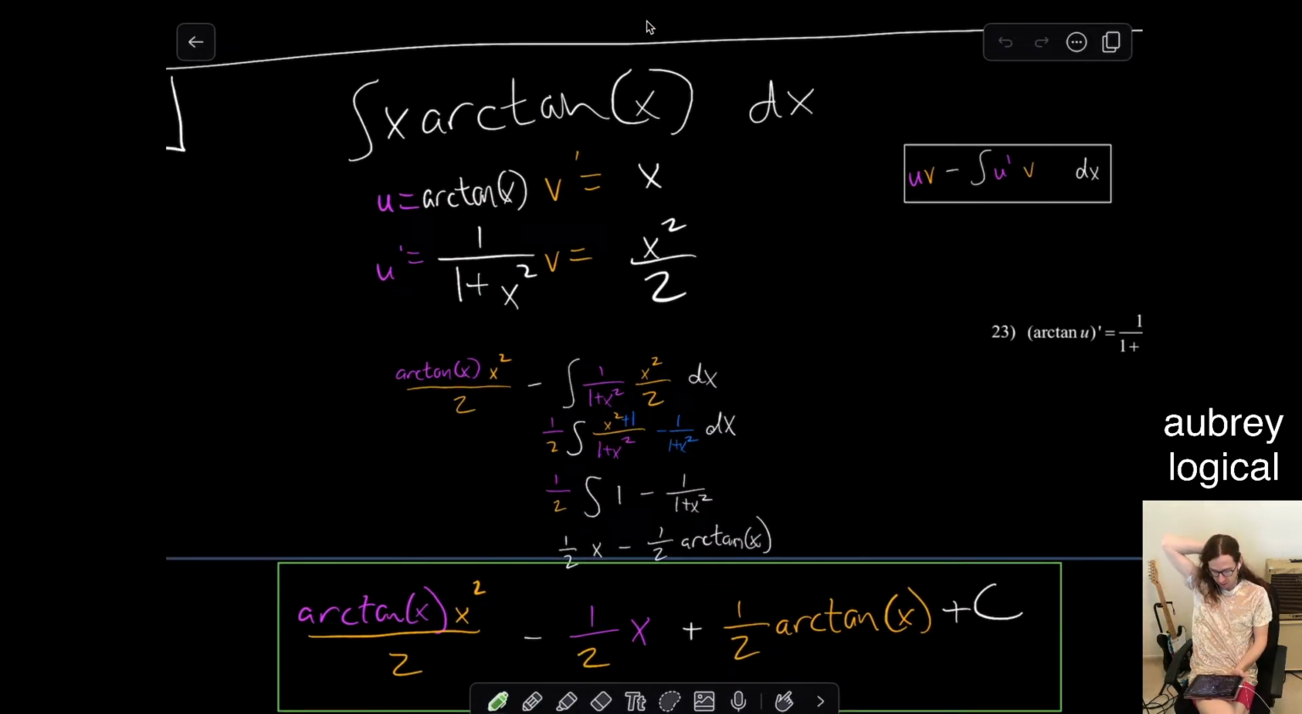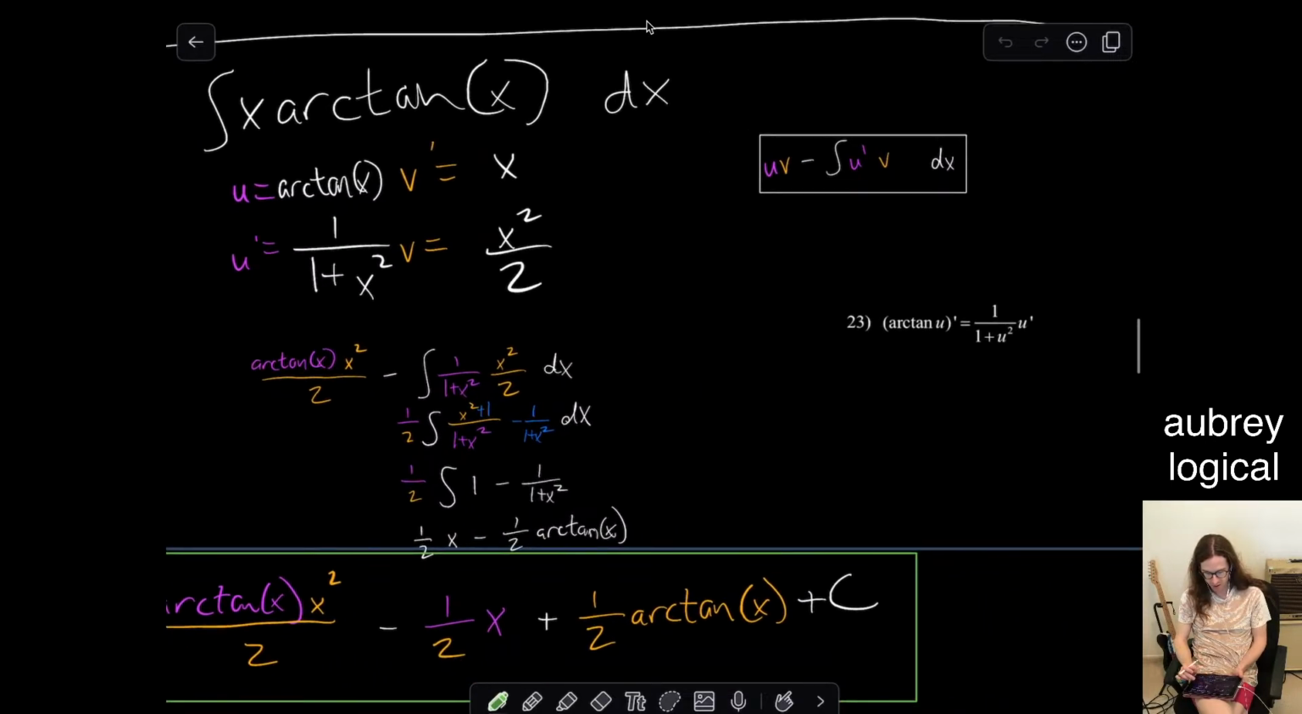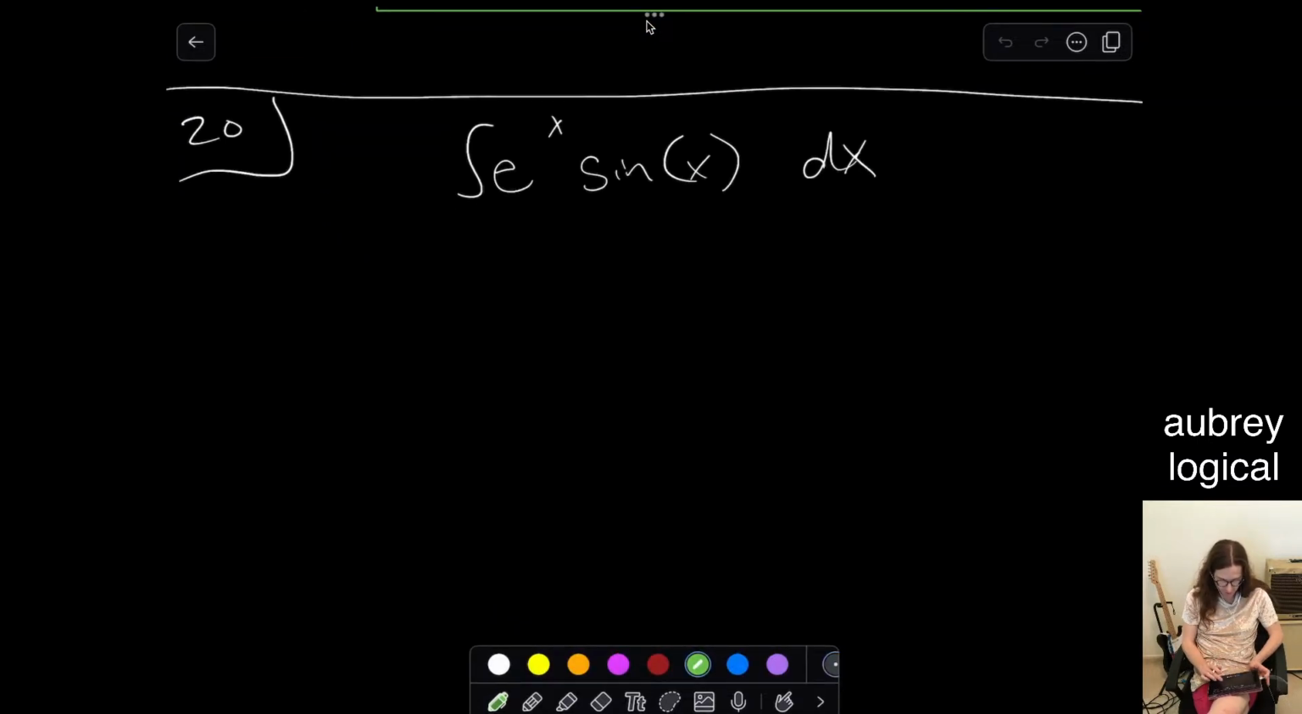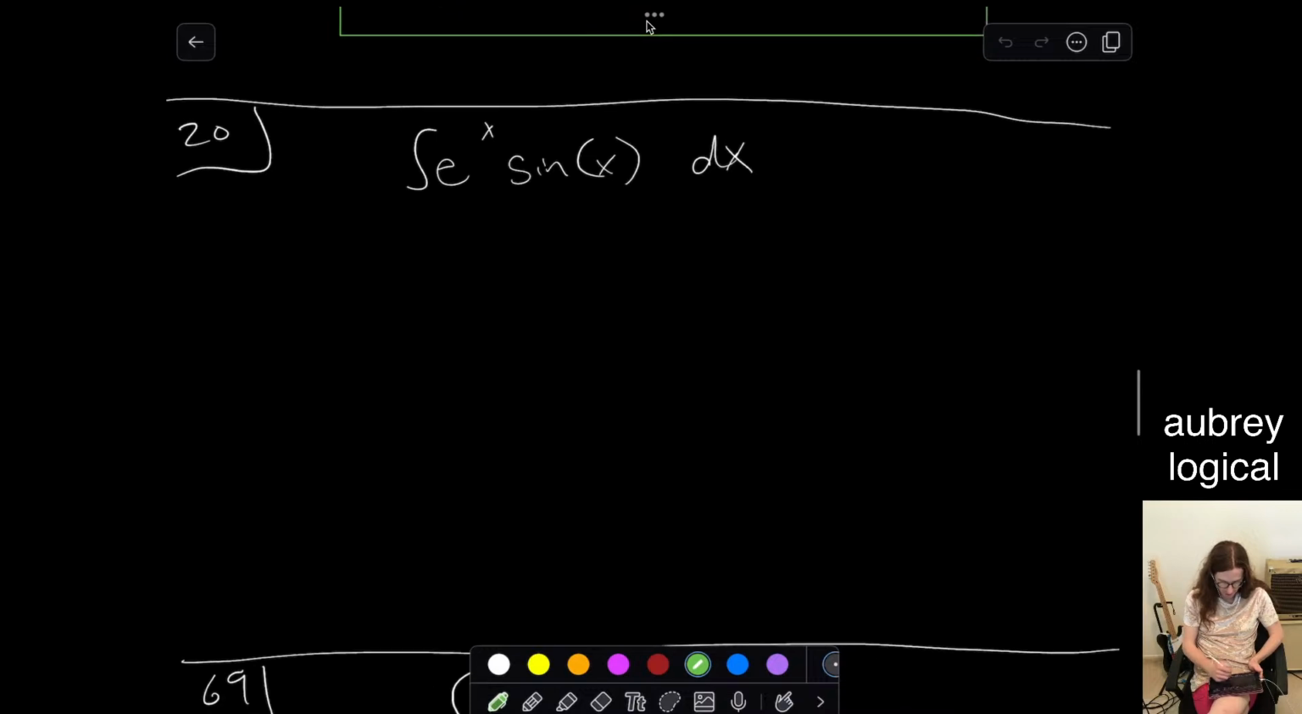So the trick to that is to just know what arctangent's derivative is. So 1 plus u squared times u prime. Okay. On to the next one. So let's go ahead and pick what our u and v prime are going to be.